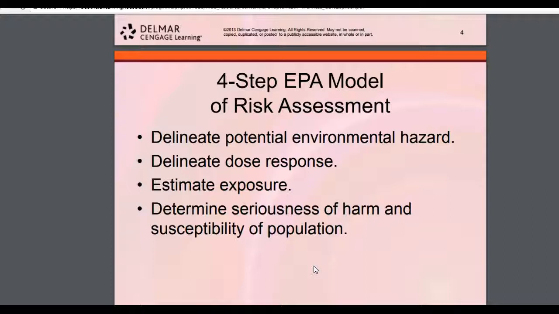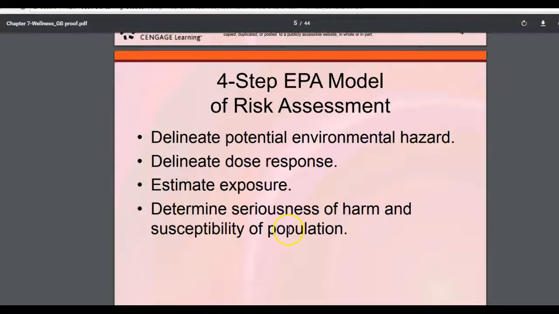So for example, x-rays, working in a radiology clinic. Think about the dose that you're exposed to, and you're estimating how much exposure and what's the potential hazard of that, and then determine the seriousness of harm and susceptibility of others in the population.